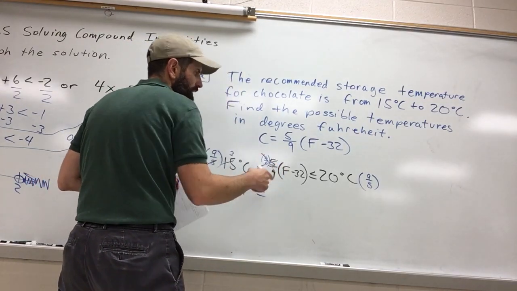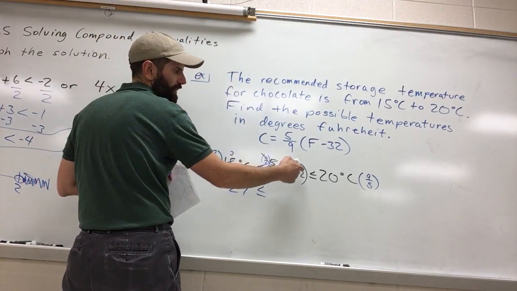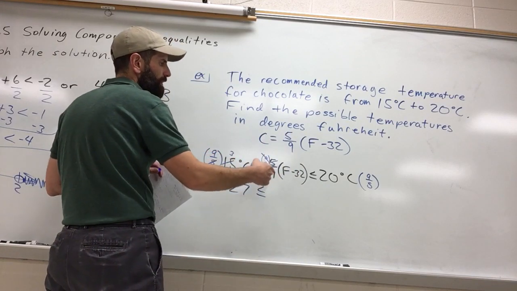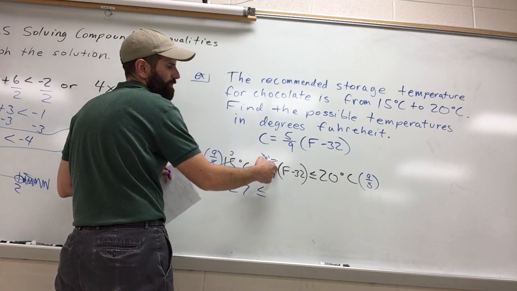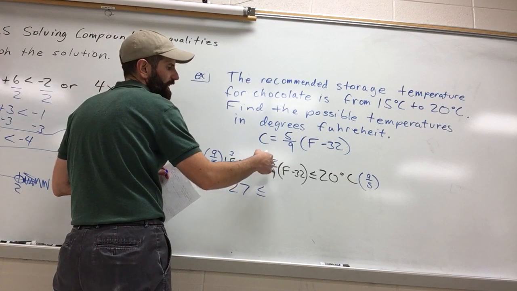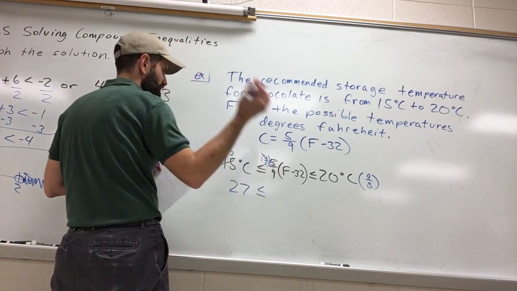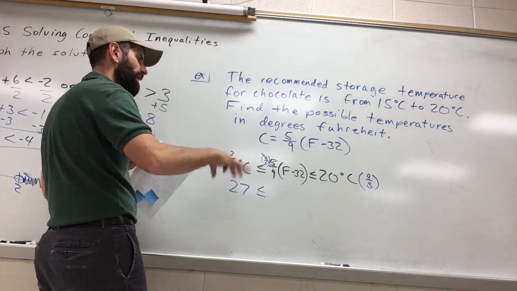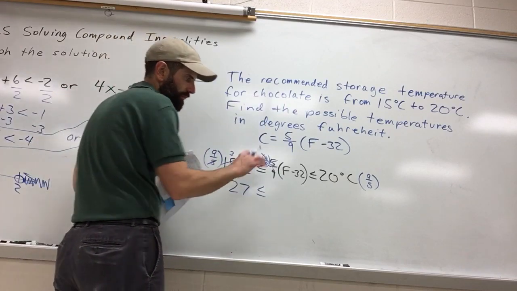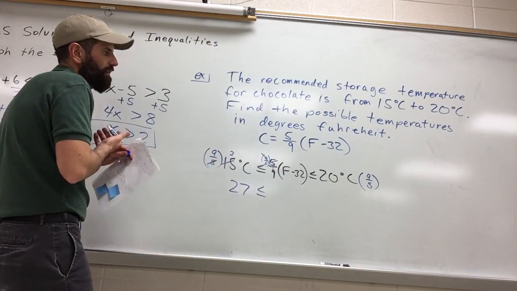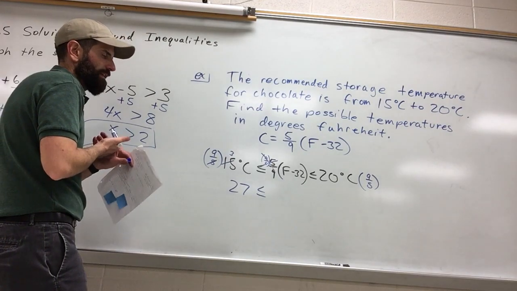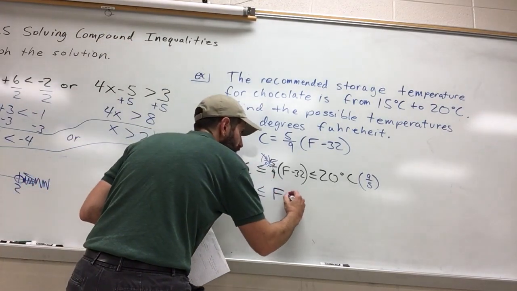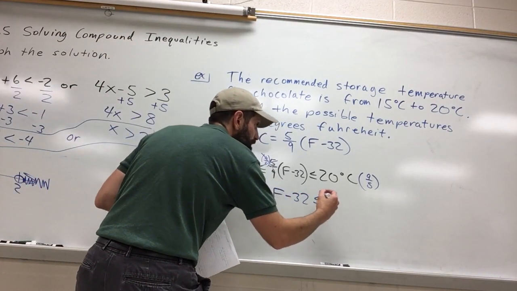Divide out, divide out. Now you might be thinking, why don't you have to distribute it here? Well, because this is a multiplication. This is a product, and so when you multiply it, it undoes before it has a chance to distribute. You undo the multiplying by the reciprocal before anything else can happen. So you're just left with F minus 32.